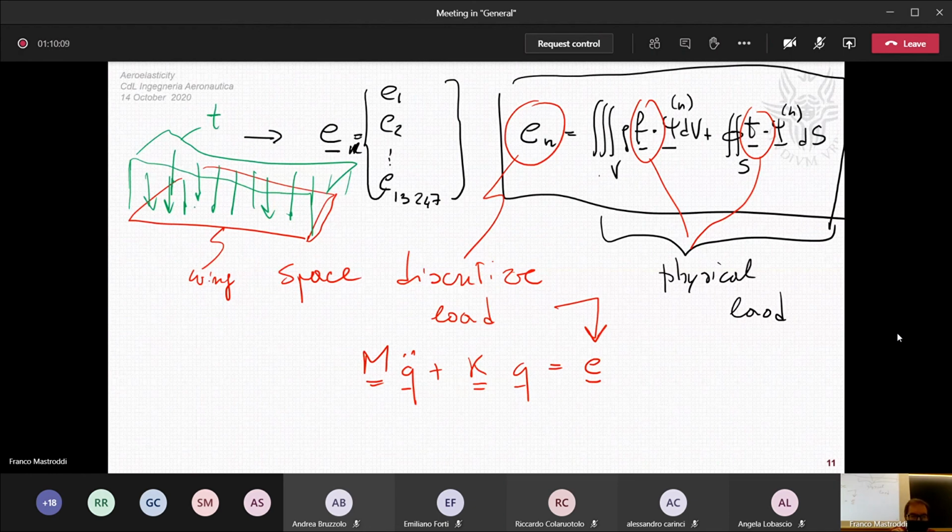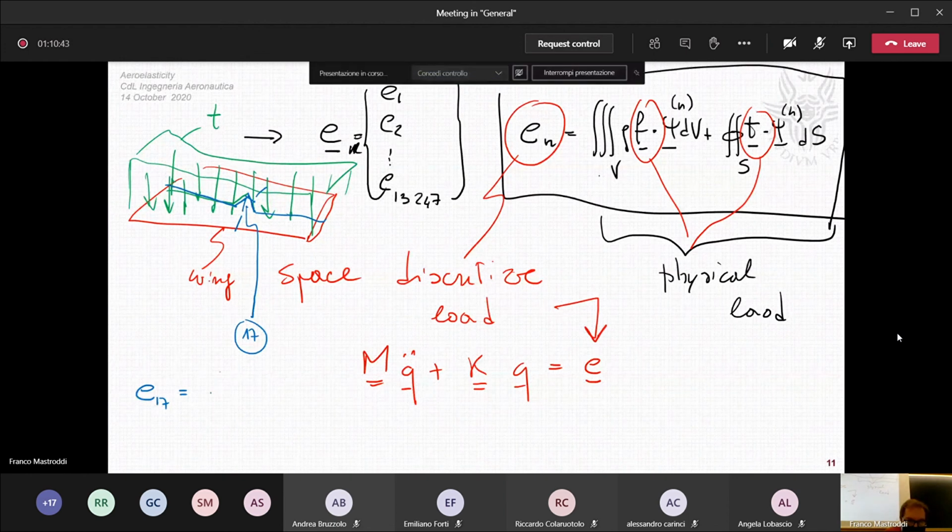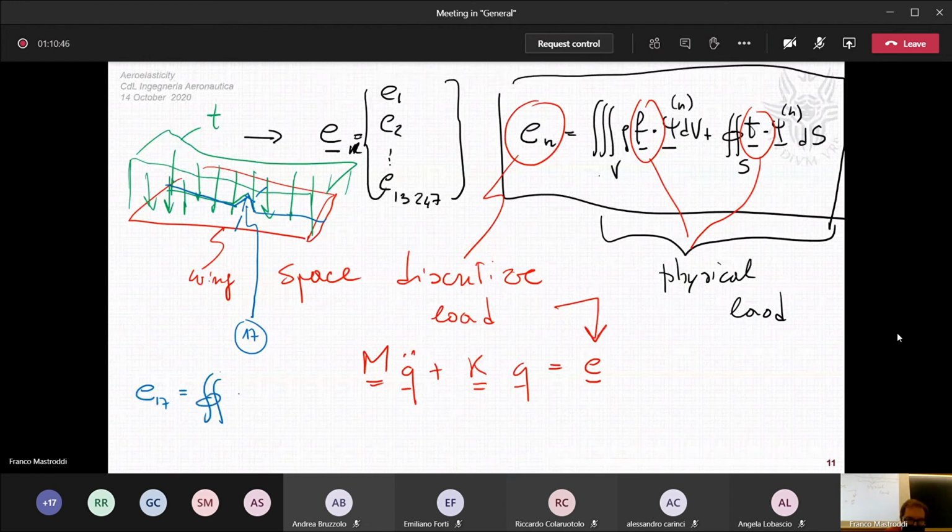Imagine to have this shape function on the wing. Here you have a hat function, something like this, at this point. At this point is the degree of freedom 17. What about E17? E17 is equal, you don't have F, you have only T. So this is equal to the integral of psi 17 dot T.